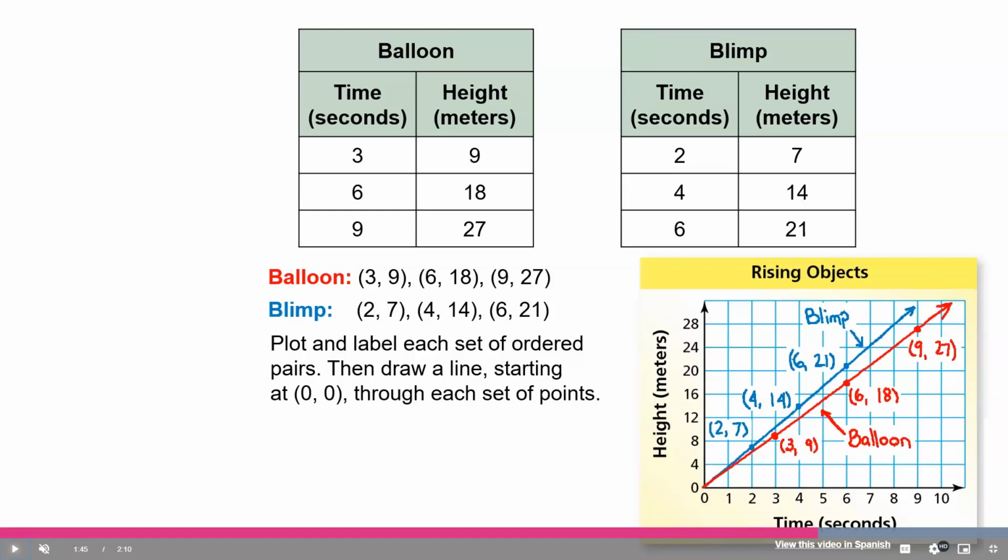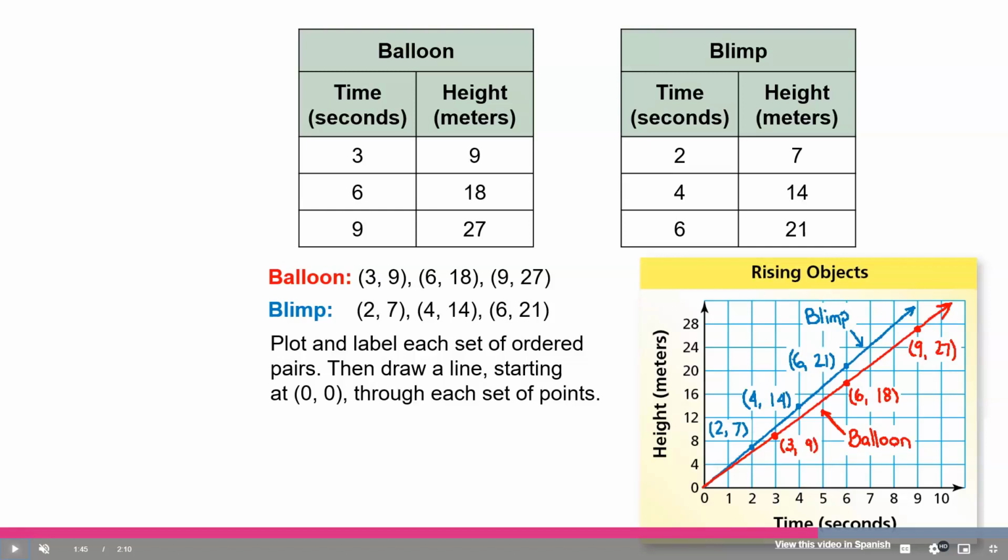The correct answer is the blimp. Now, pay attention. Why? They're both here. Here's height going up. The blue line is on top of the red one. It's higher up. It gets to a point before. Remember, time's how long it takes. So the blue line's going higher, faster than the red line.